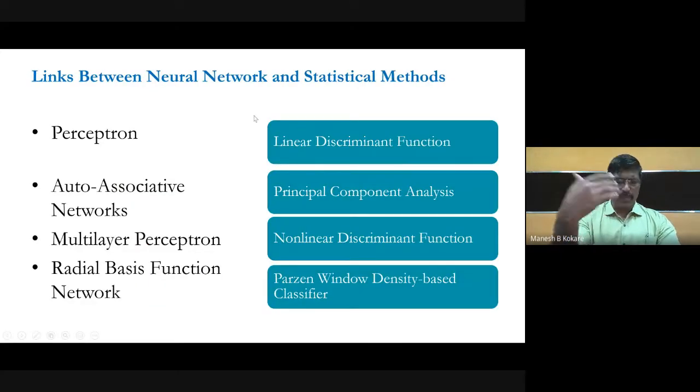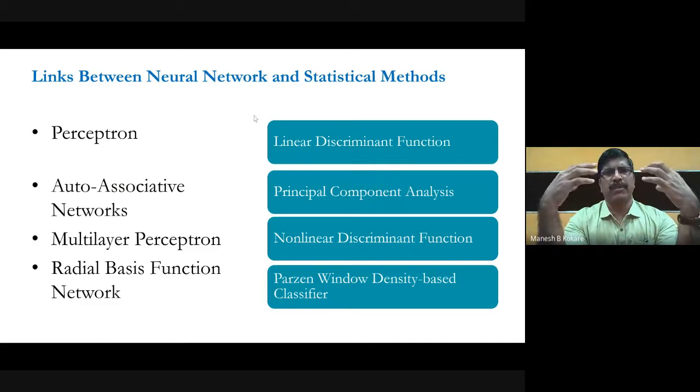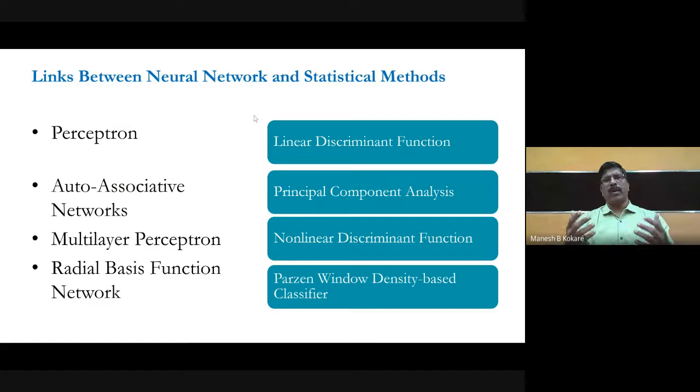Now, you also know that there is a very good classifier or object recognition system using neural networks. Let's see the one-to-one link between the neural network and statistical methods. The perceptron in the neural network is similar to the linear discriminant function, and the auto-associative network is related to principal component analysis. PCA is basically used for dimensionality reduction, which is nothing but an unsupervised learning approach.